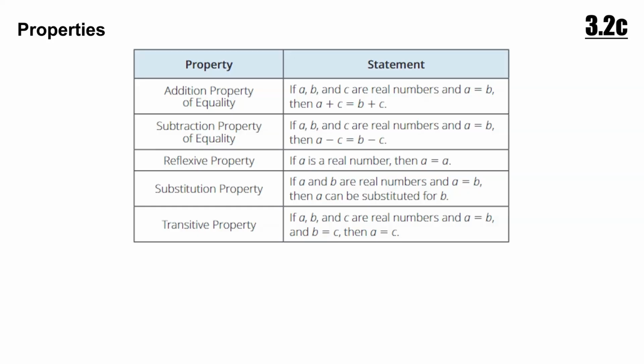The reflexive property states if A is a real number, then A equals A. The substitution property states, if A and B are real numbers and A equals B, then A can be substituted for B. Substitution is used in many ways. For instance, when you know the measure of an angle, you substitute the angle measure rather than write down the angle name. The transitive property states if A, B, and C are real numbers and A equals B, and B equals C, then A equals C.